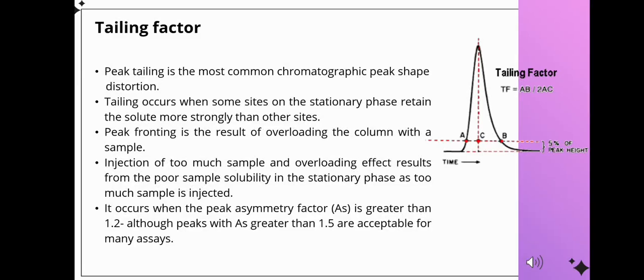It evaluates the symmetry of the peak. Tailing occurs when some sites on the stationary phase retain the solute more strongly than other sites. Peak fronting is the result of overloading the column with a sample. Injection of too much sample and overloading affects the results from the poor sample solubility in the stationary phase as too much sample is injected. It occurs when the peak symmetry factor, that is AS, is greater than 1.2. Although peaks with AS greater than 1.5 are acceptable for many.